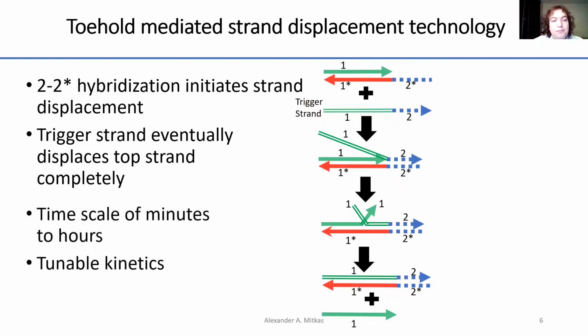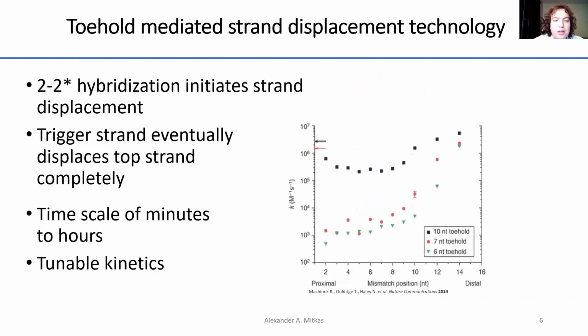The reason this technology interests us is because it has a very fast time scale in the order of minutes to hours, and even more importantly, you can tune the kinetics finely to however fast you want it to happen. So by changing the length of the toehold and adding mismatch base pairs inside the toehold, you can end up with a wide range of kinetics. So you can make small changes in your system to very finely control how fast it'll associate and disassociate.